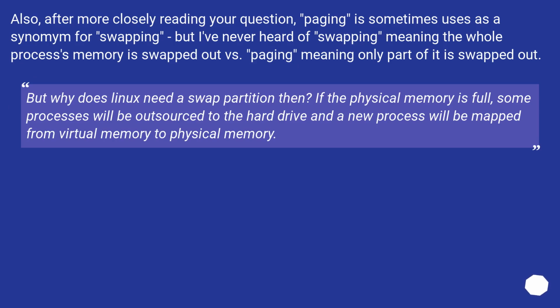Also, after more closely reading your question, paging is sometimes used as a synonym for swapping, but I've never heard of swapping meaning the whole process's memory is swapped out versus paging meaning only part of it is swapped out. But why does Linux need a swap partition then? If the physical memory is full, some processes will be outsourced to the hard drive and a new process will be mapped from virtual memory to physical memory.